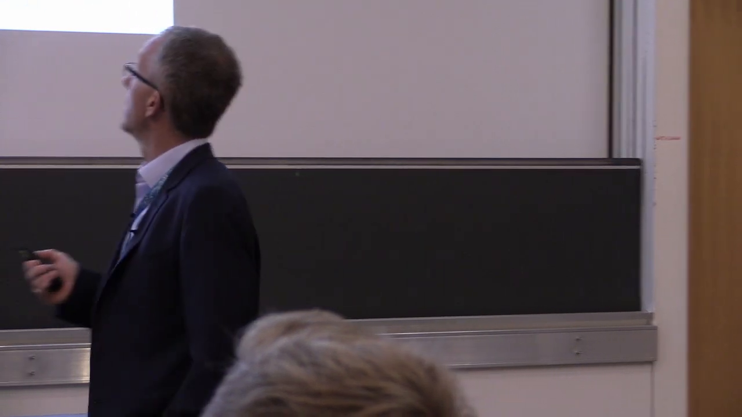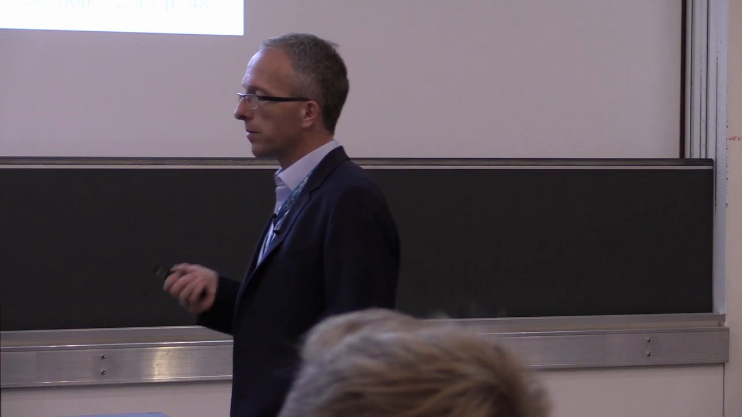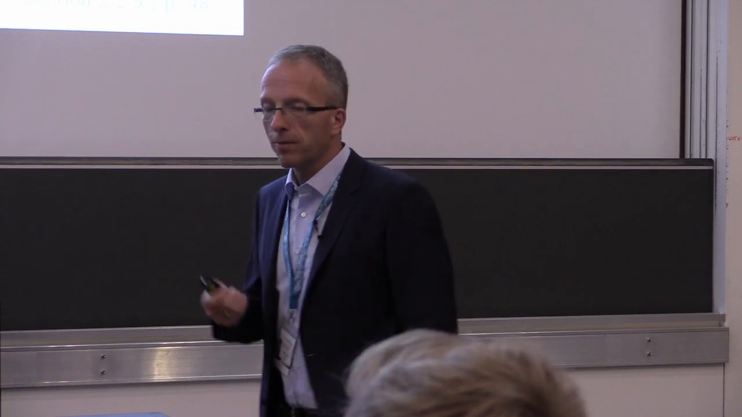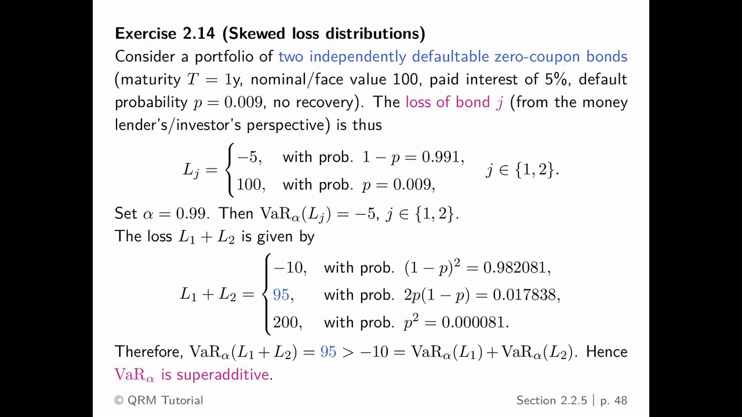Good. So what's the loss here? With a probability of 1 minus p, we're going to survive, so 99.1%. And if we survive, we make a profit of 5. We bought the bond for 100, we can sell it for 105, so our profit is 5, so our loss is minus 5. And with a probability of p, we're going to make a loss of 100, because our current value is 100 and our future value is 0. So that's the individual loss distribution. And if you take alpha equal to 0.99, the value at risk is minus 5, because the probability of losing no more than minus 5 is even bigger than 99%.